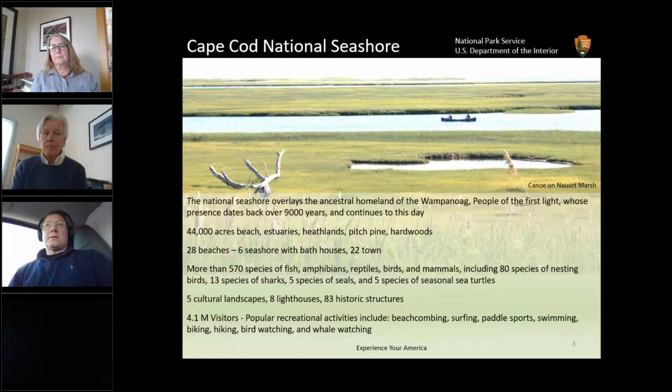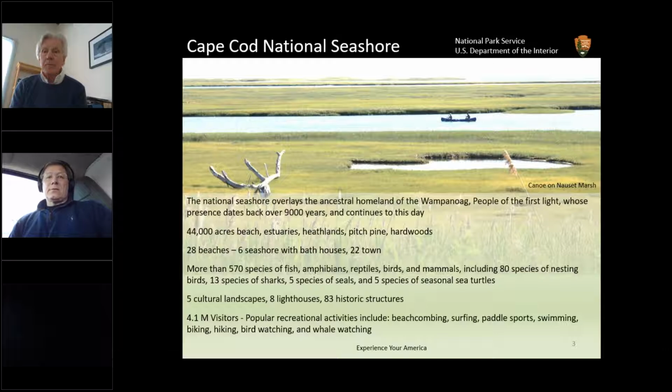The seashore consists of 44,000 acres. We've got 28 beaches, and this goes towards the collaboration that we have. 6 of those are managed by the seashore, and 22 of those by the 6 towns. And we've got a lot of ecological diversity with many species of fish, amphibians, reptiles. And we've recently had the reemergence of 2 species that we'll get to in a little bit, with the white shark reestablishing its historic range, and also the gray seals, largely in response to the Marine Mammal Protection Act, coming back in significant numbers.